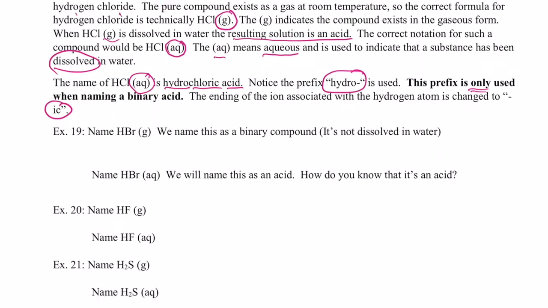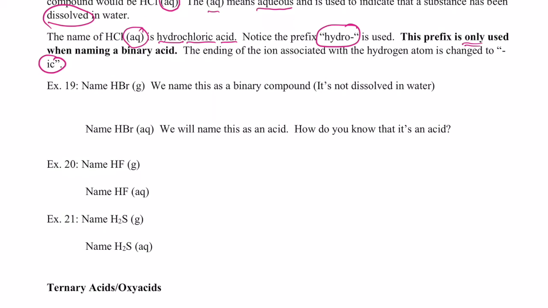So let's just do a few examples. I think you'll pick up on this pretty quickly. If I were to name HBr as the pure gaseous compound, it's not dissolved in water, we would name it like we would a covalent compound, a nonmetal bonded to a nonmetal. So we'd name the first element hydrogen. We don't need to use a prefix because there's only one of them. And then we'd change the ending of the second element to "ide." So hydrogen bromide. Okay, no big deal. Once again, no prefix is needed because there's only one bromine.